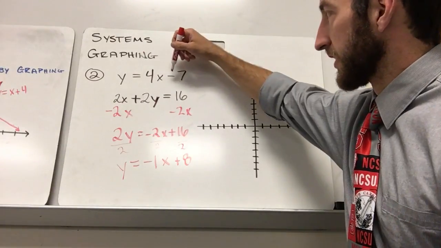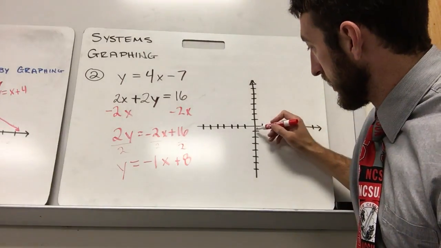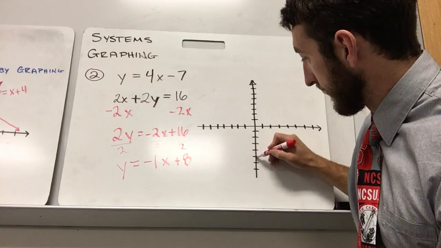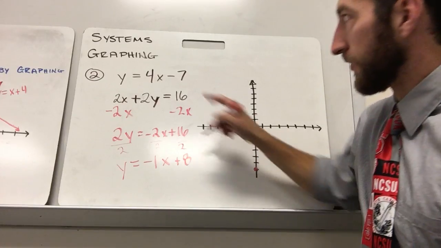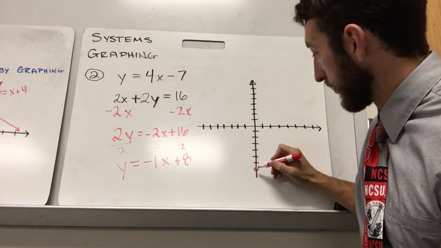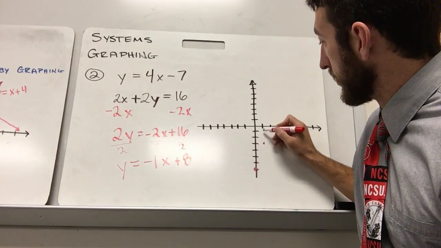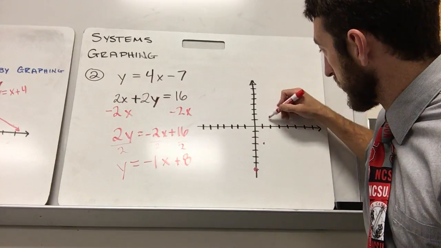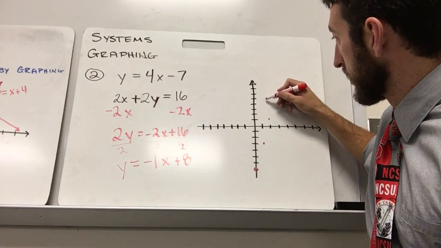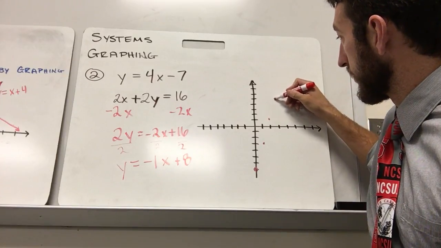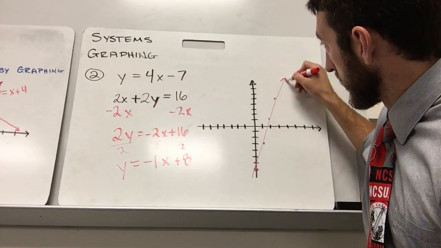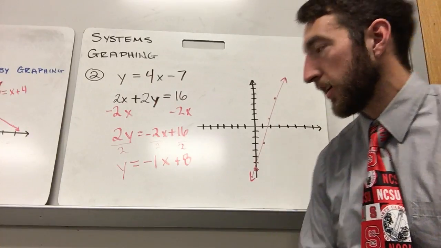Starting with my y-intercept, this one is negative 7. So I go 1, 2, 3, 4, 5, 6, 7. Then I'm going up 4, right 1. So 1, 2, 3, 4 over 1, 1, 2, 3, 4 over 1, over 1. So my line looks something like that.